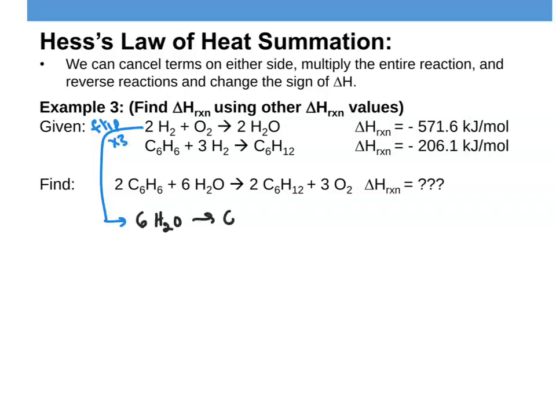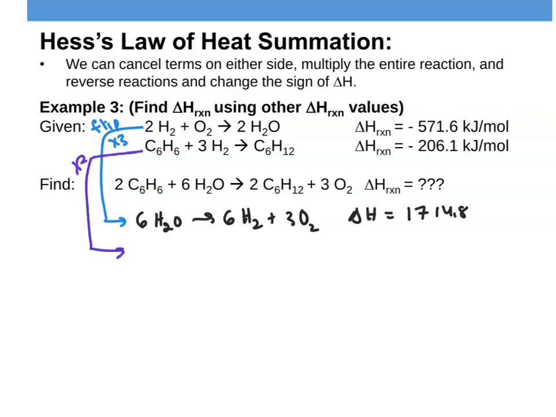I get 6 waters, I get 6 H2s, I get 3 O2s, and that's going to change my delta H value, right? It's going to be flipped, so now I know it's positive. And it has to be multiplied by 3, so that's going to be 1,714.8 kilojoules per mole. And then for my second one, I see that I have C6H6. This looks right? I want this C6H6 on the reactant side, but it looks like I need 2. So I need to just double that one up. I'm just going to go times 2.